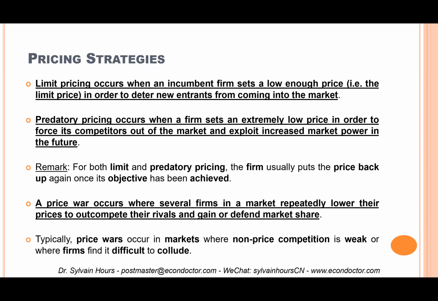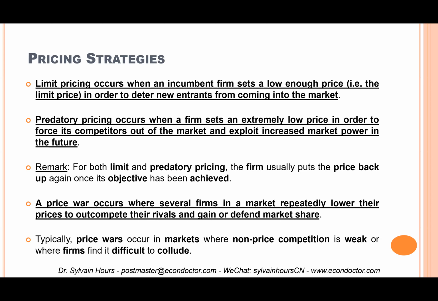The method is the same because both limit pricing and predatory pricing are a pricing strategy that consists in lowering the price. We charge a low price. And the objective ultimately is to decrease competition. But the reason for which competition will be decreased is different.